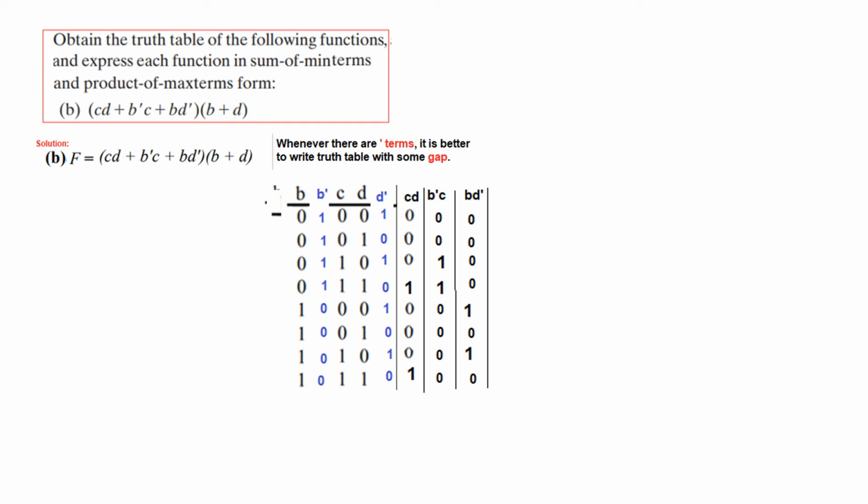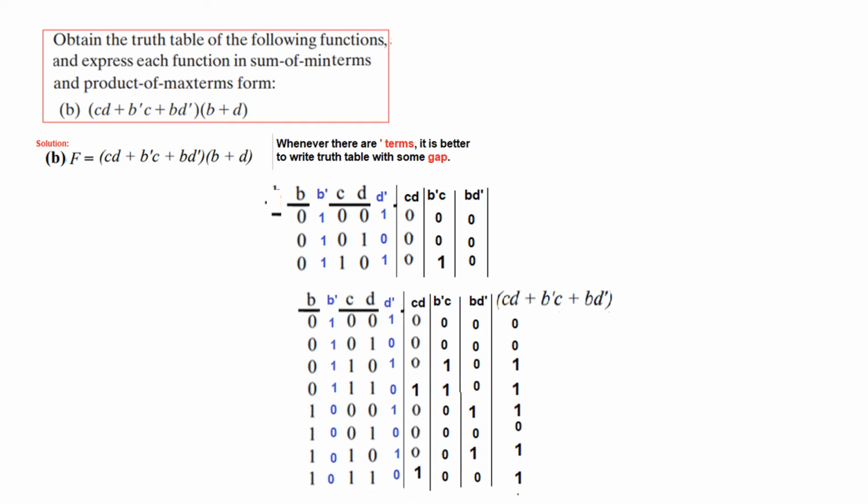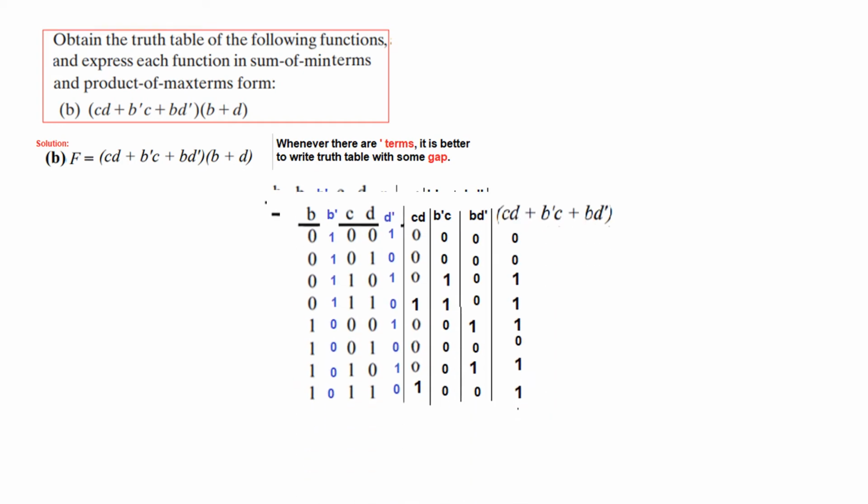And now we can OR them. Plus sign is for OR. So OR means if any one is 1, then the output will be 1. So by ORing, you see if any one is 1, so 1, so 1. Here 2 are 1, so we write 1. This one is 1, so we write 1. This one is 1, so we write 1. And this one is 1. So this is the first part.